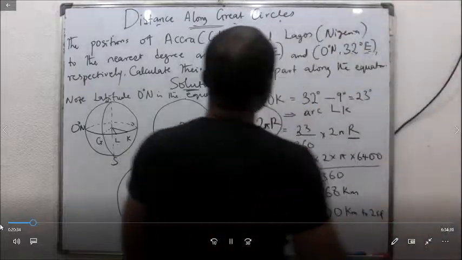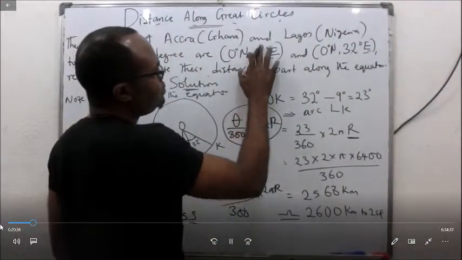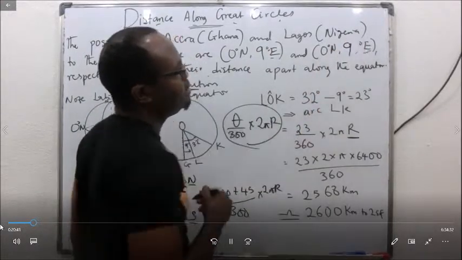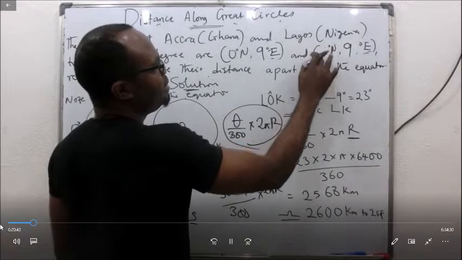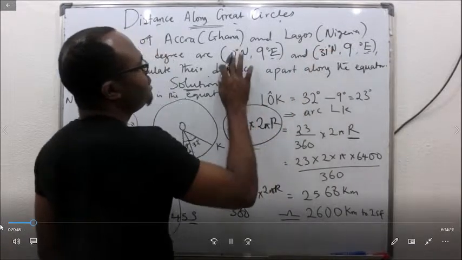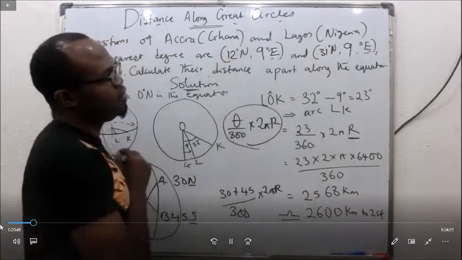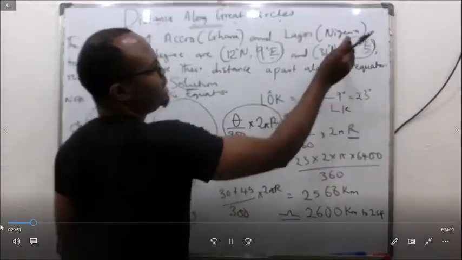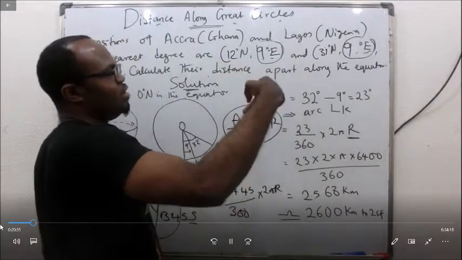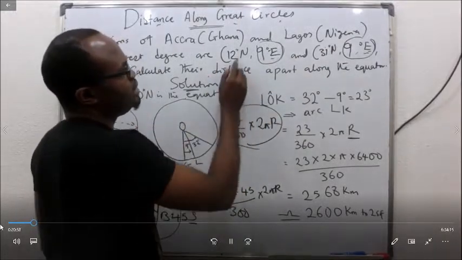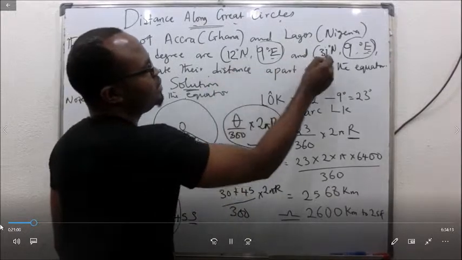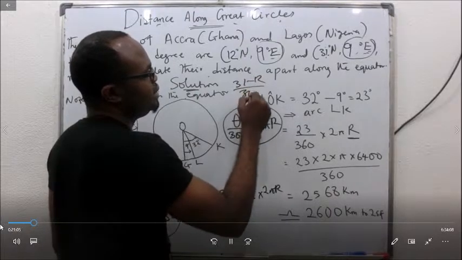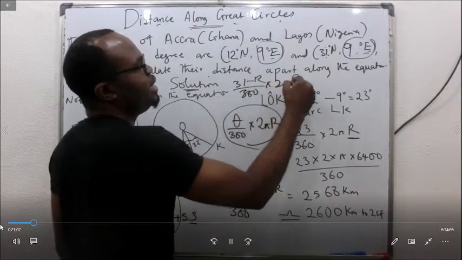Had it been you came here and you saw 9 here and also 9 here. Now you have here 31 and here you have 12. What are you supposed to do? You're supposed to forget about the 9s because they are the same. They are constant. That means you're calculating along the meridian. So this is what you're considering, and the 2 of them are not the same. So what do you do? You subtract. It will be 31 minus 12 all over 360 times 2 pi r.